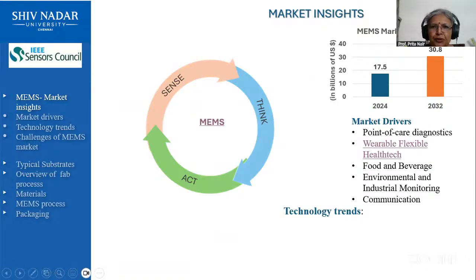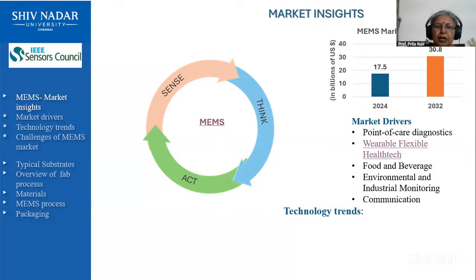Anything which you are working in, you should have some idea of what is the market available for you, because the product has to sell, right? So if I look at all the predictions which many different groups have given on the market growth for MEMS as a whole, it's supposed to increase from 17.5 billion US dollars to 30.8 billion by 2032. And what is actually driving this market is mainly point of care diagnostics, wearable, flexible, high tech applications, food and beverage, environmental requirements for sensors, industrial monitoring, and also the communication part.